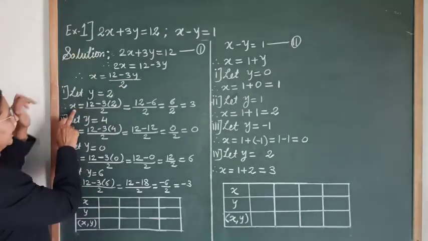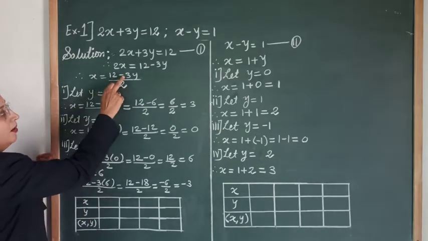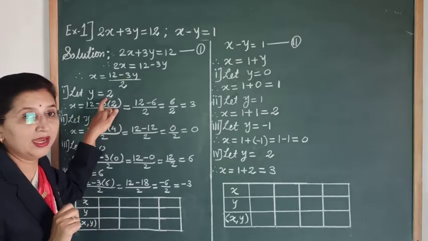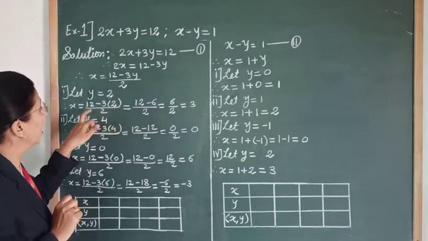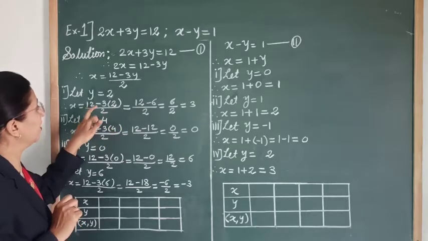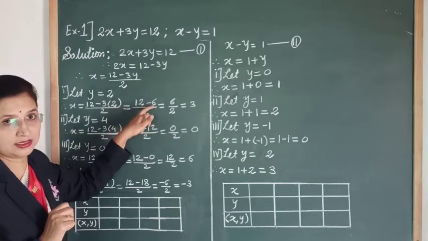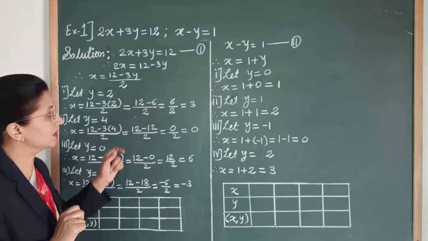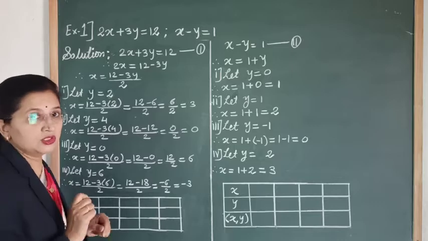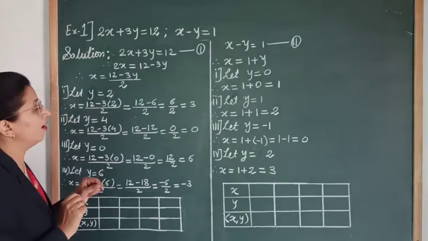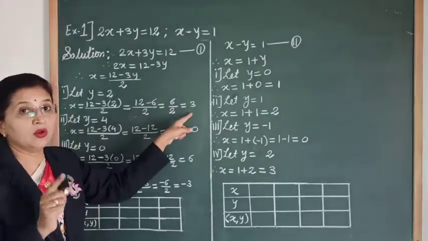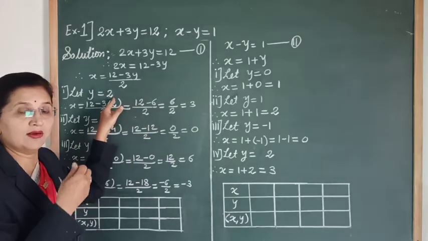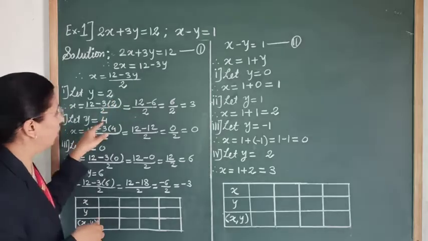Our equation is x is equal to (12 minus 3 into y) upon 2. Now what is the value of y? That is 2. So 12 minus 3 twos are 6, upon 2. So 12 minus 6 is 6, and 6 upon 2 is 3. In this way we got the value of x as 3 when we consider y as 2. Now let's consider another value for y.